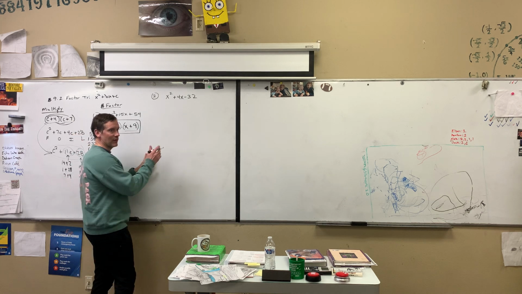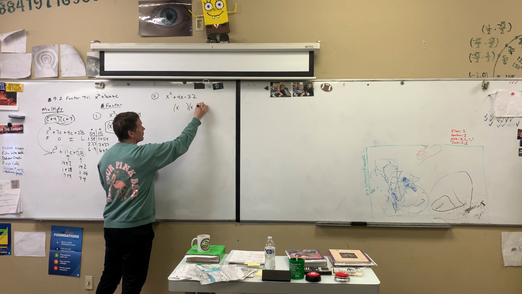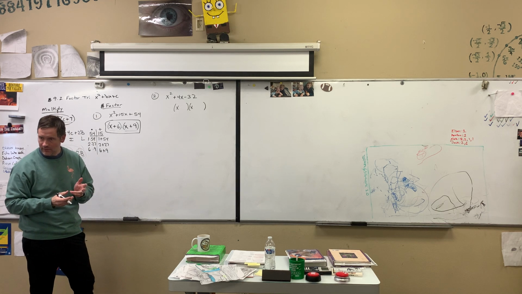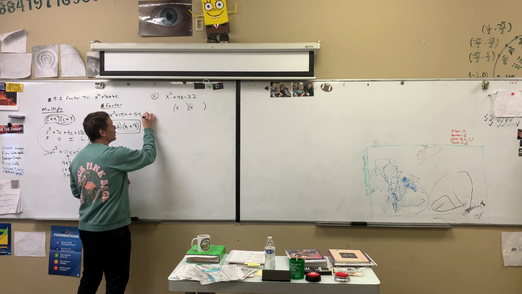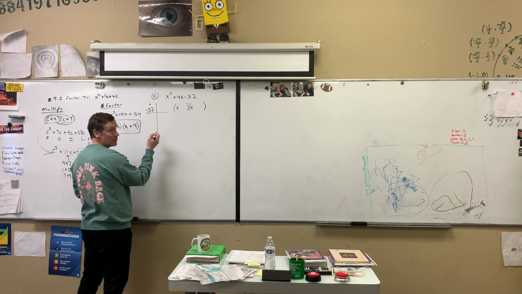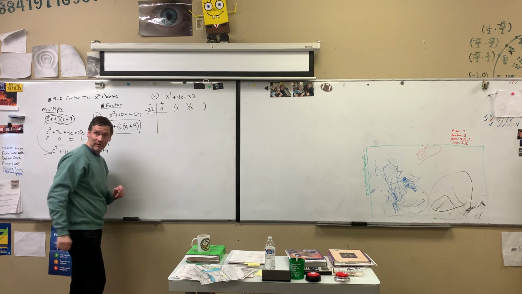What times what gives you x squared? X. Right? And so we're going to go, okay, x parentheses, x parentheses. Sounds good. Now, if you want to do the chart, you can. With that chart, we have to understand that we are looking for a negative 32 when you multiply them, and when you add them together, you're looking for a positive 4.